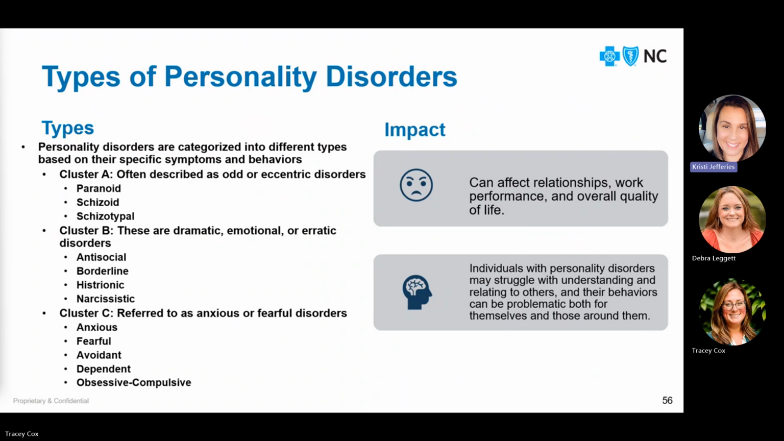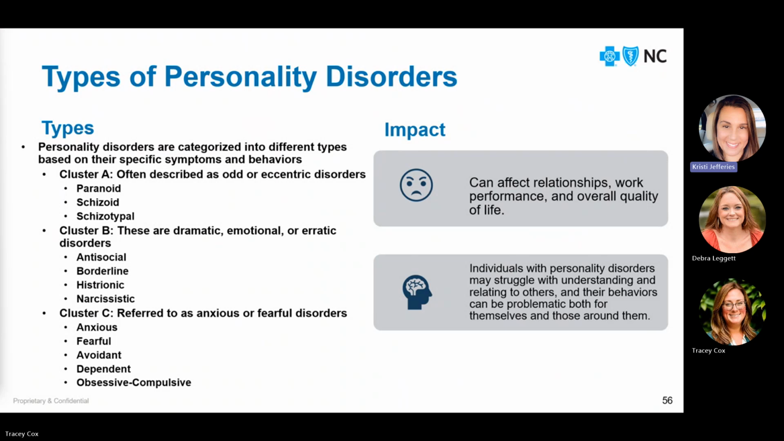Next is cluster B, which includes dramatic, emotional, or erratic disorders. Examples are antisocial personality disorder, borderline personality disorder, histrionic personality disorder, and narcissistic personality disorder. People with these disorders tend to have intense emotional reactions, difficulty maintaining relationships, and may act impulsively or seek excessive attention.